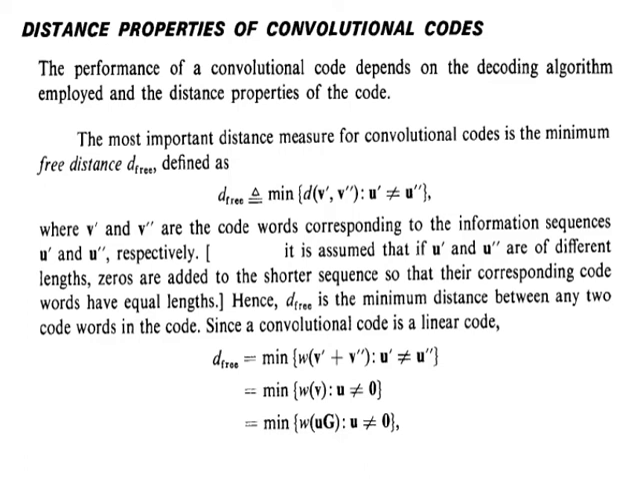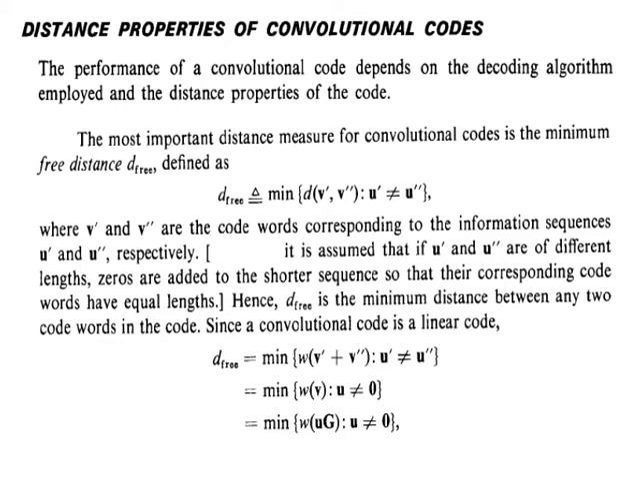So, the most important distance measure for convolutional code is the minimum free distance, and it is represented as d free. So we can see what is d free. That is, the minimum free distance is the most important measure of a convolutional code, and it is defined as the minimum distance between two code words.